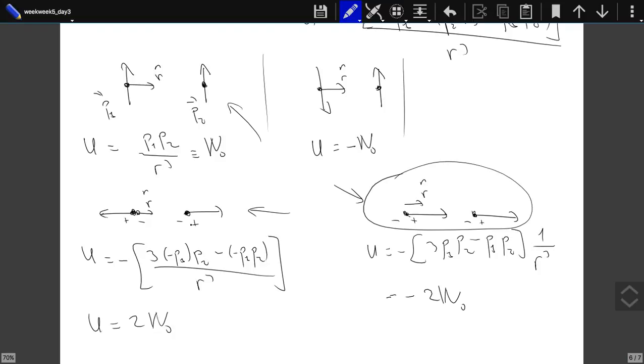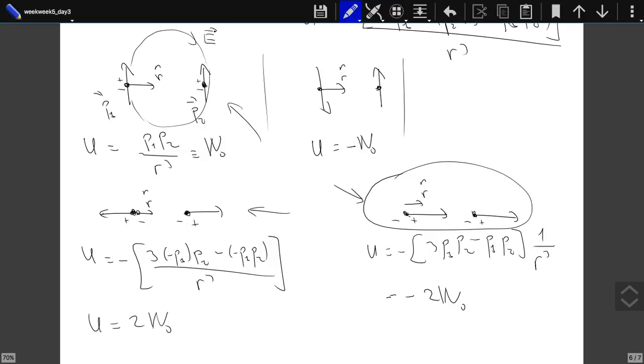So they wouldn't like to be close. Now if you look at the other cases, for example, in this first case, the positive charges are above, negative charges are below. So if you look at the electric field created by this dipole, the electric field will have this form.